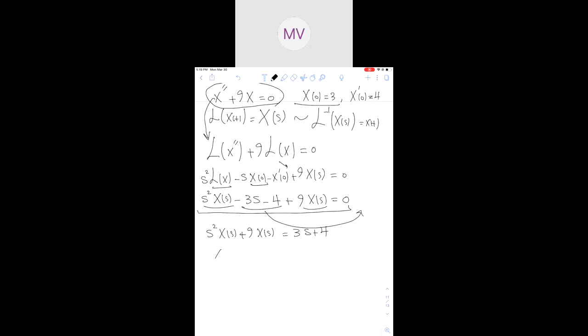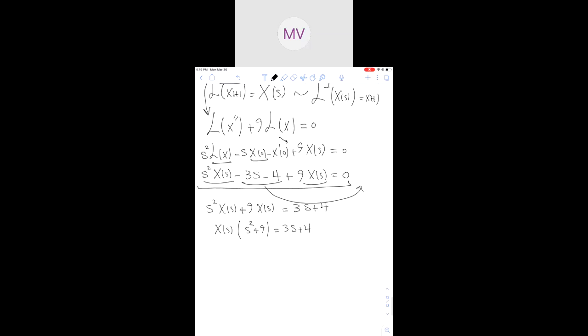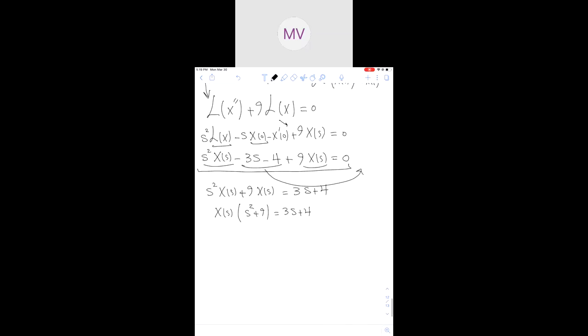Okay. Now I can factor x of s. So it's going to be s squared plus 9 times x of s equals 3s plus 4. Right? And I want to solve for x of s. What do you do? Well, you want to undo that. So divide both sides. So x of s is going to be 3s plus 4 divided by s squared plus 9. Good. So we found this.